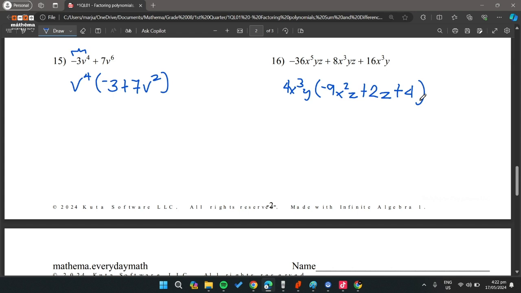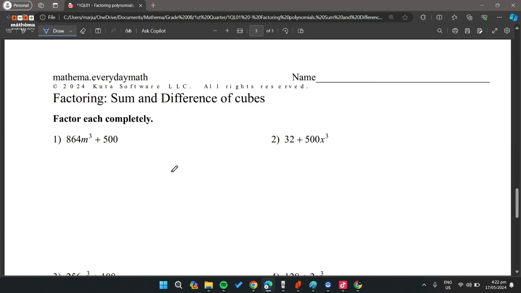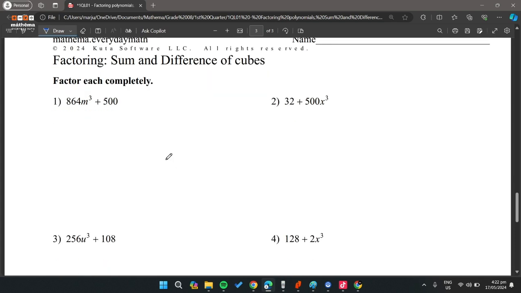Alright. So that will be again our answer. Alright. So let's do the next part. So factoring sum and difference of cube this time. So for instance, you are given this, 864m cube plus 500. So how are we going to factor this one?